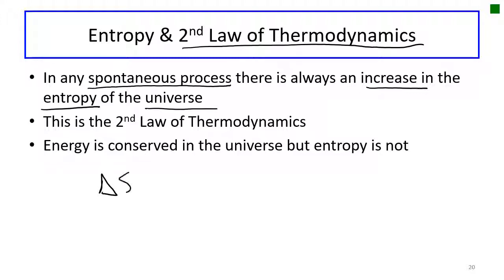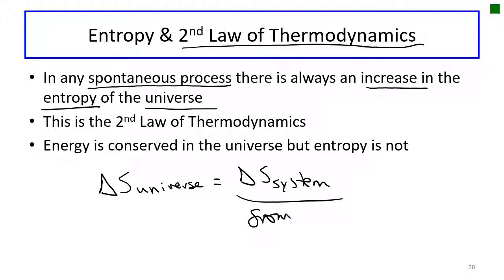It says that delta S for the universe is going to equal delta S of the system. By the way, that is what we just calculated, and it's from the charts. So from the standard molar entropies on the charts, plus the change in entropy for everything else, which will be the surroundings.